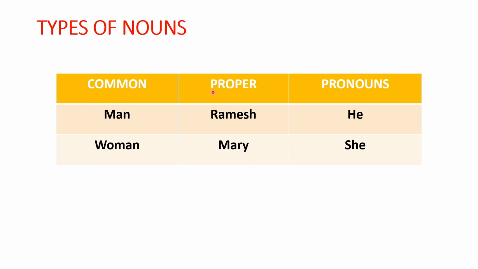And a proper noun is something that is unique. The examples are Ramesh and Mary. These are all unique names, so it is a proper noun. And pronouns take the place of nouns. So instead of a noun, we can use a pronoun. We can replace Ramesh with he and Mary with she. That's all about types of nouns.